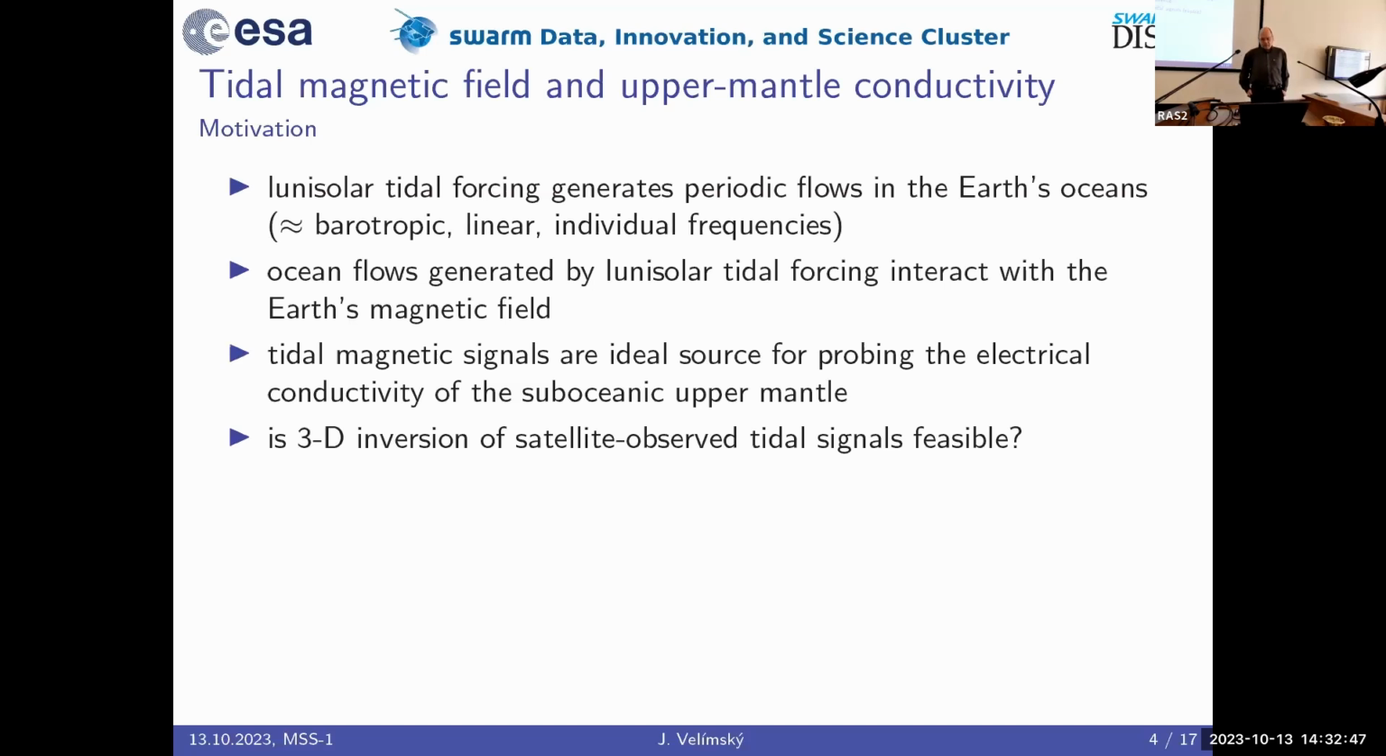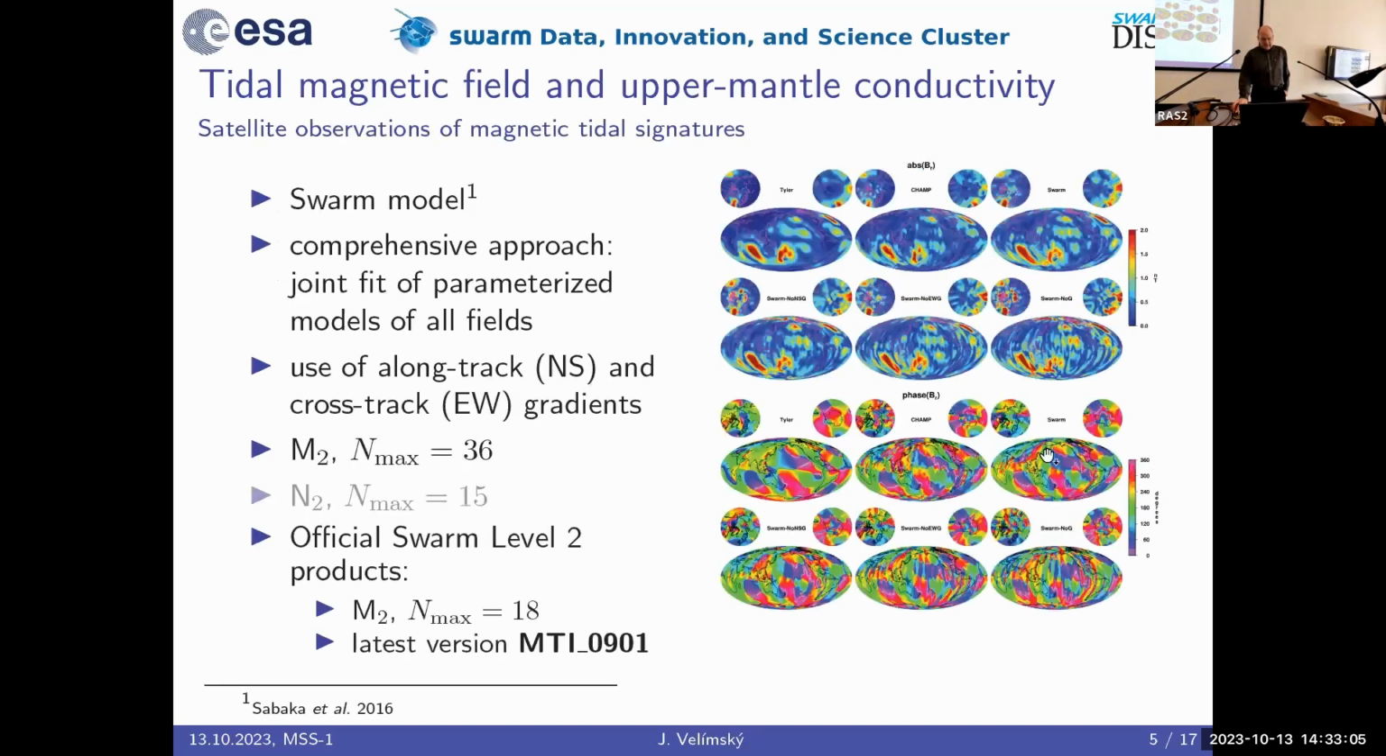A couple of years ago, Alexander Greiver used them to constrain the 1D conductivity profile across the lithosphere-asthenosphere boundary to detect basically a jump in the conductivities. And we are trying to take the next step and trying to apply them for a 3D inversion for the upper mantle conductivity. So we are relying basically on the data processing by other groups.